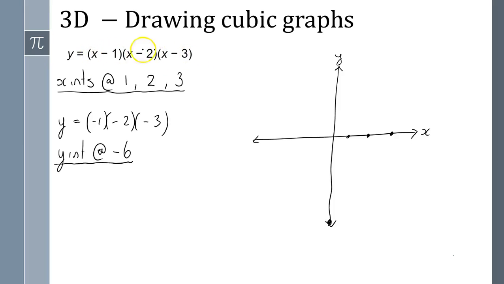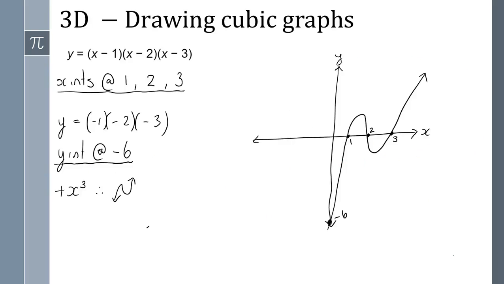Okay, I'm then going to have a look and see whether I have a positive graph or a negative graph. So if I expanded this, I've got positive, positive, positive. I'd have a positive x cubed. Therefore, my graph's going to have that shape. Okay, so I'm going to go up through here like that. Right, and I'm also going to label everything. So I've got x-intercepts at 1, 2, and 3, and a y-intercept at -6. And that's my graph.